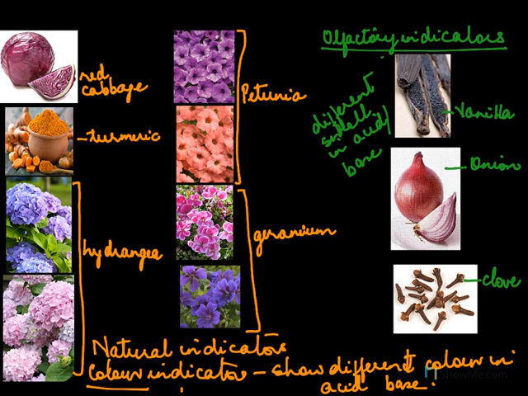Then we have the olfactory indicators, which give different smells. When you add them to an acid, you get one kind of smell. The same indicator you add in a base, you get a different smell. And hence they are called olfactory indicators. So they help us to differentiate between acids and bases.